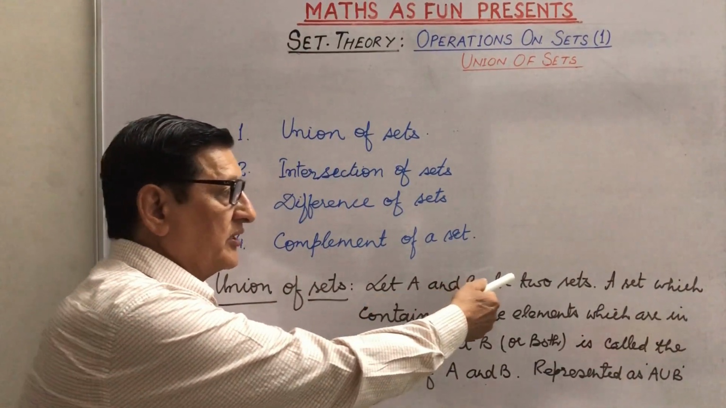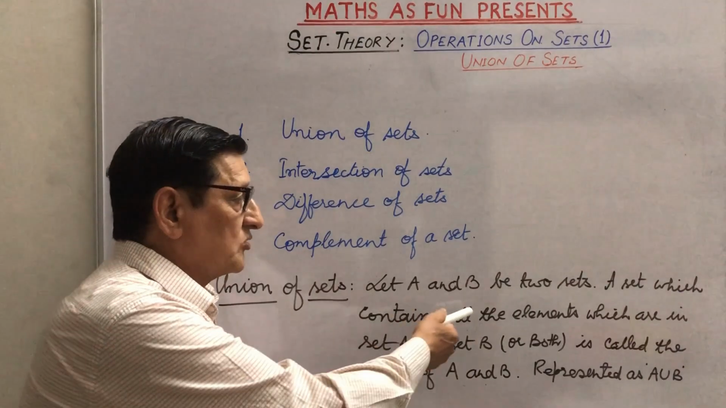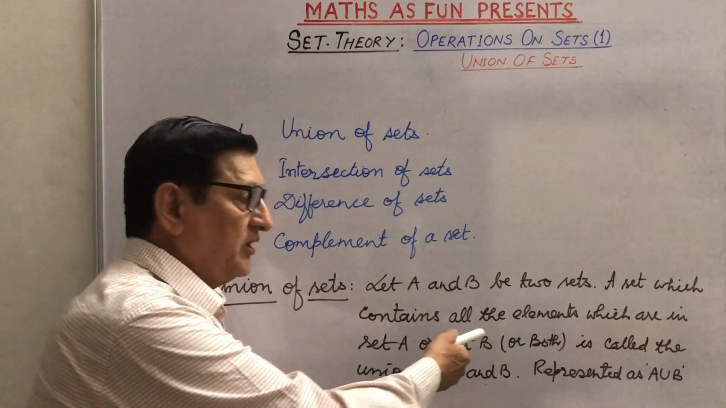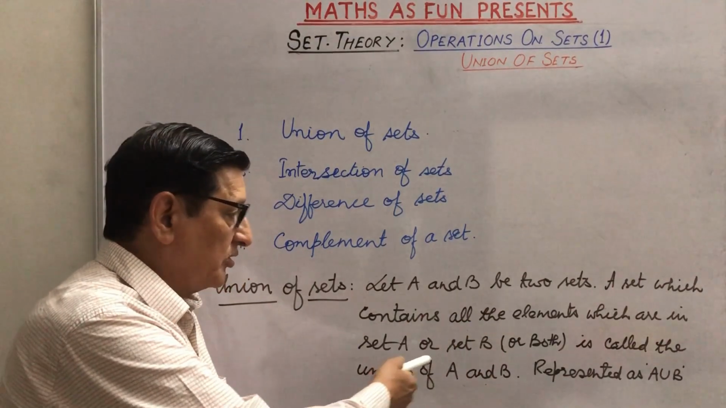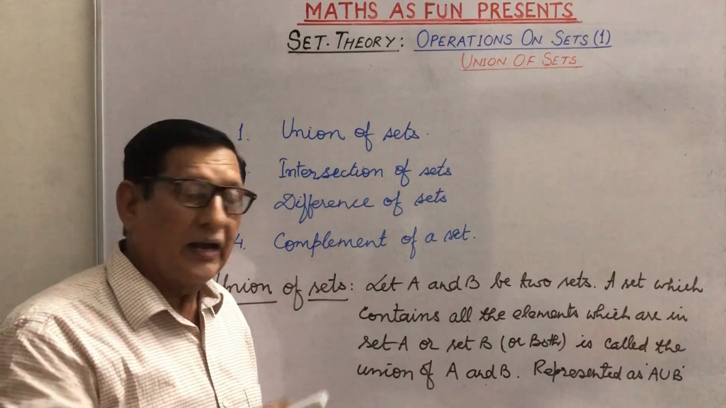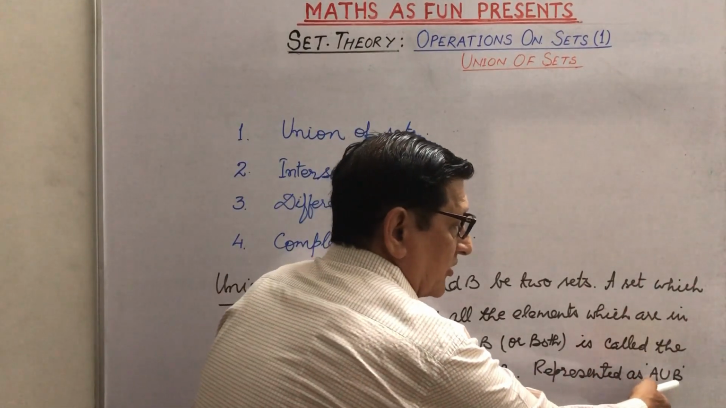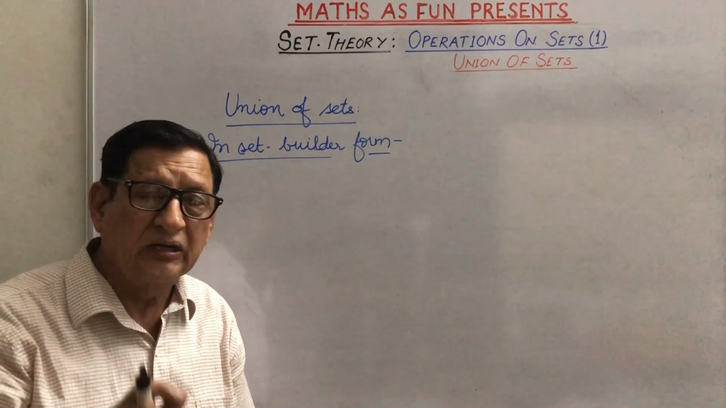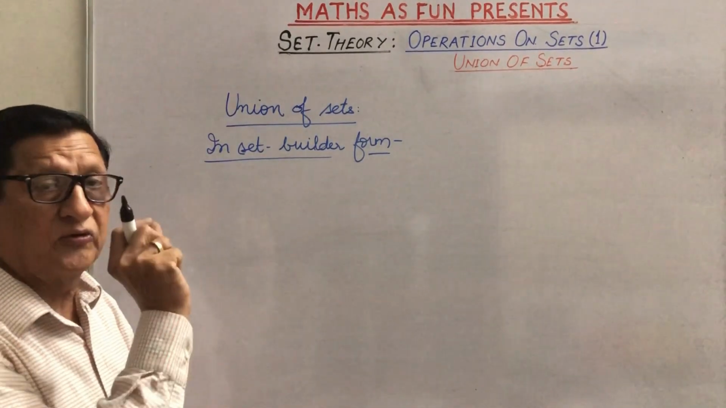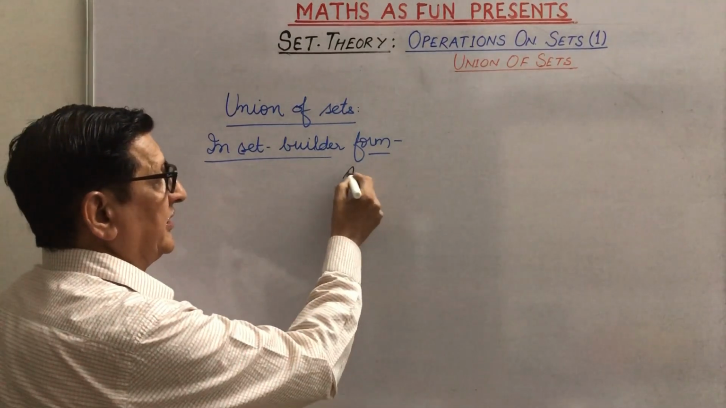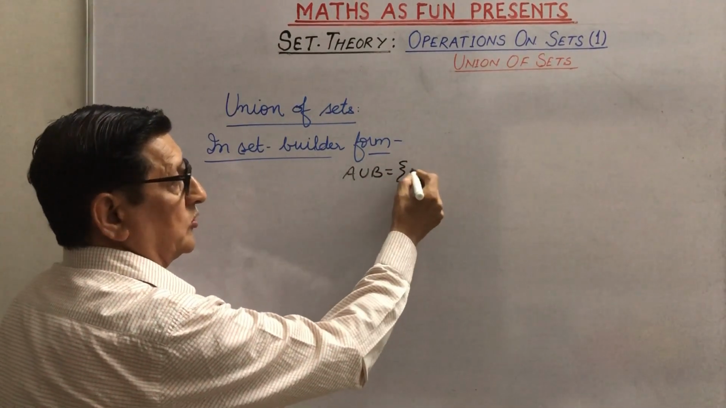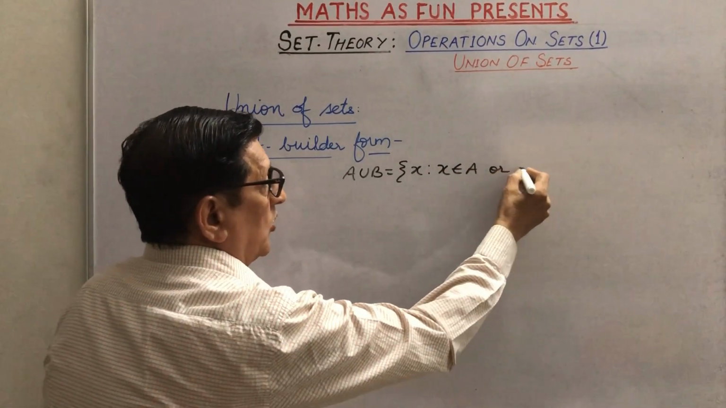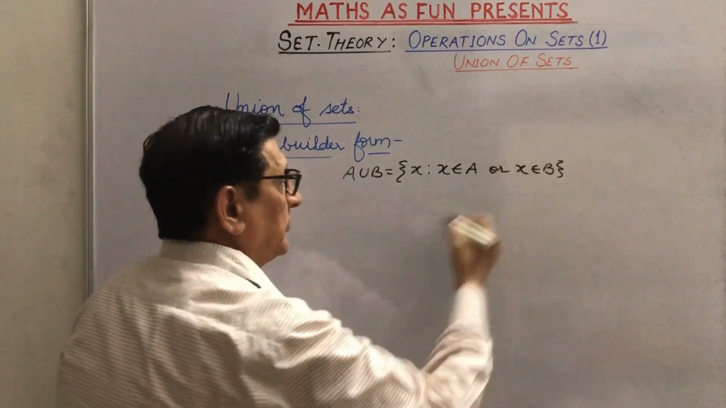So here we can define it like this. Let A and B be any two sets. A set which contains all the elements which are in set A or in set B is called the union of sets A and B, and it is represented as A union B, that is A∪B. In set builder form, the union of two sets A and B can be represented as A union B equal to {x : x belongs to A or x belongs to B}.